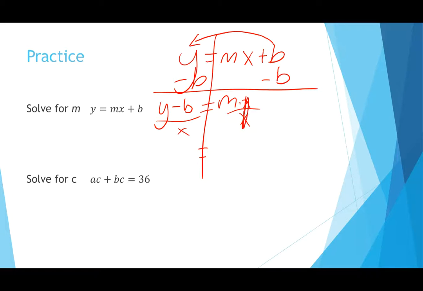Now, I'm going to be dividing that right side by x so that the m is all by itself. The x will cancel out and go away. We'll just have m by itself. On the left side, I'm dividing that by x as well. But again, there's no simplifying. It just says y minus b divided by x. And that is exactly what our answer will be left as. Y minus b divided by x.